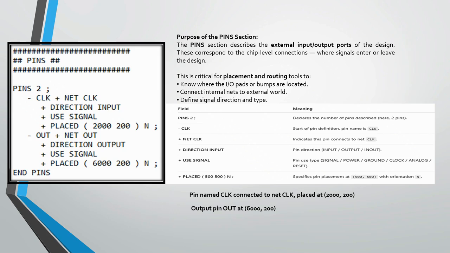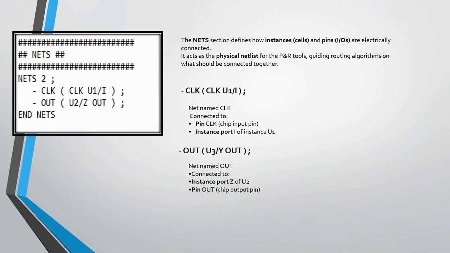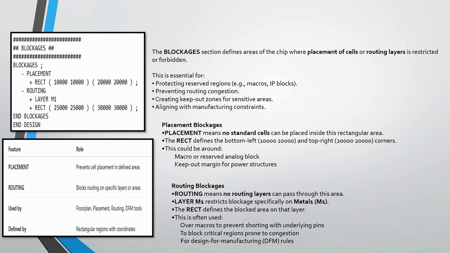The nets section details the connectivity of the design, declaring how pins and cell ports are wired together. Example: net clock connects pin CLK and U1/A, while net out connects U2/Z and pin out.